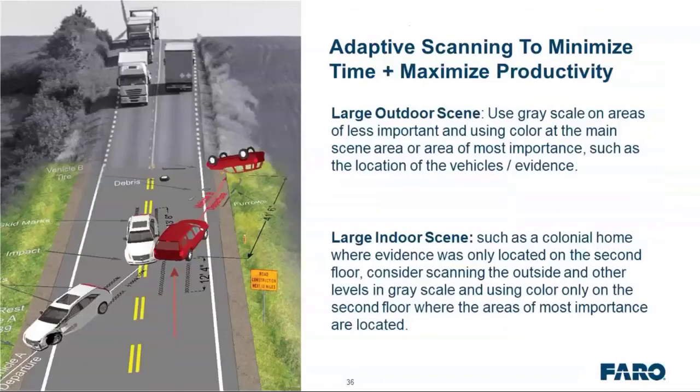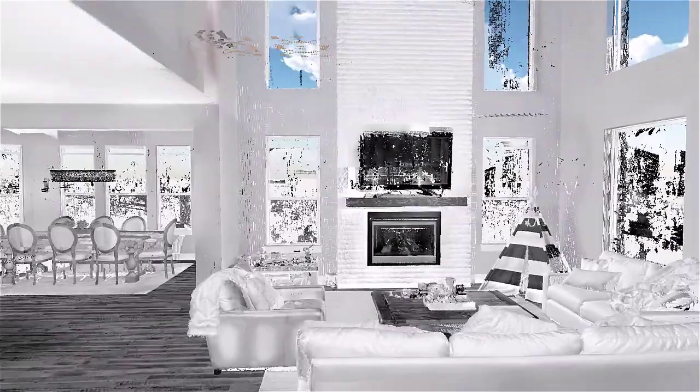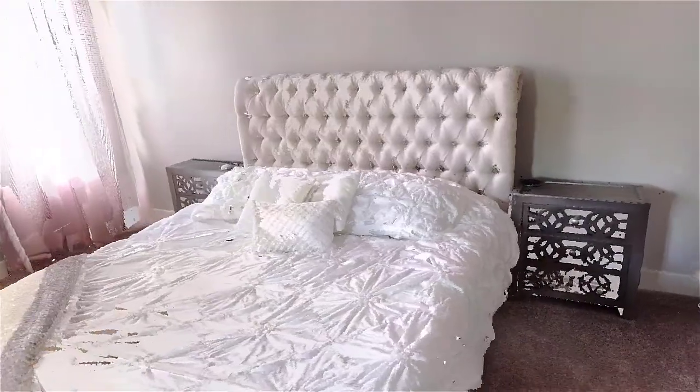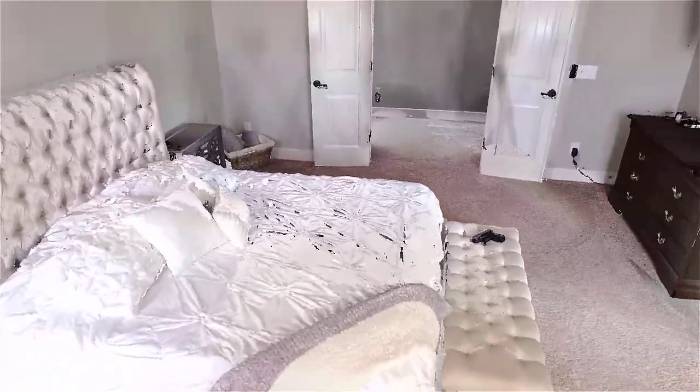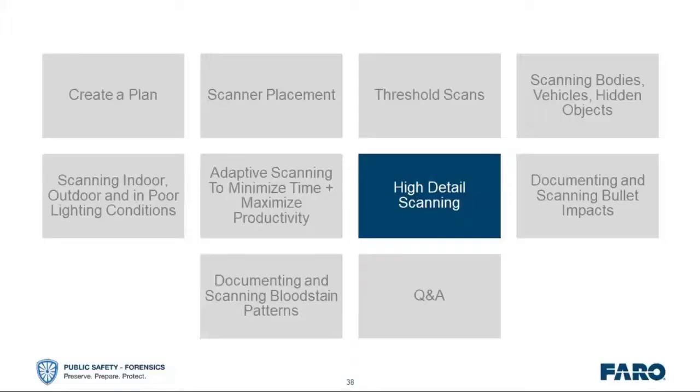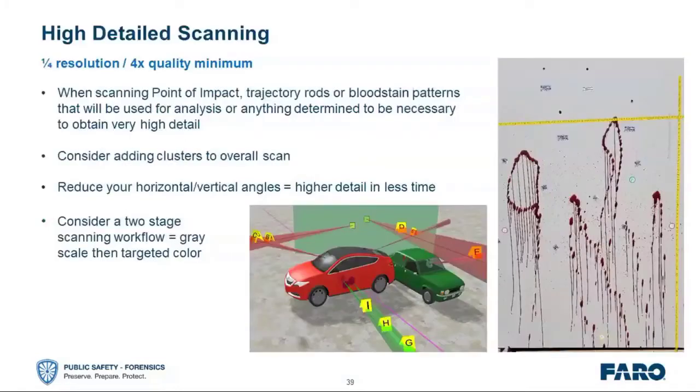Adaptive scanning is when you combine using the grayscale on your large outdoor scenes or your large indoor scenes and combining it with color. So for example, I have a colonial home and all of my evidence is up on the 2nd floor. I want to document the whole house. I can do that when I scan in grayscale the whole house and only scan in color for the part that contains my evidence. The same with outside. I can scan an intersection in grayscale if it needs to be documented, and to the left of the intersection, you'll see in this photograph is where my incident occurred, and I can scan that in color. This saves a lot of time, still gives us the quality that we need, and it makes sure that we capture the detail we need where it is most important.